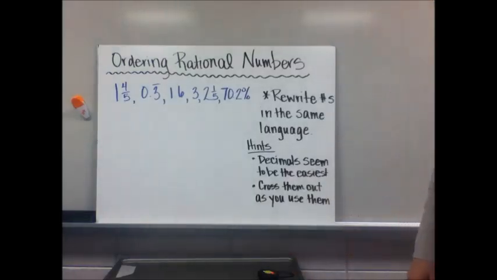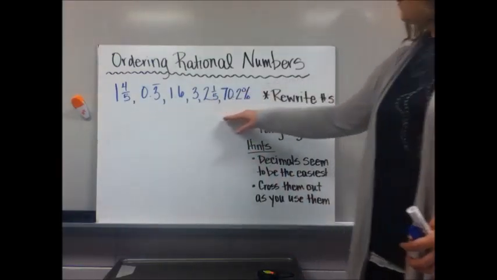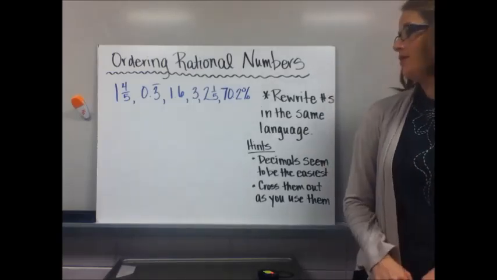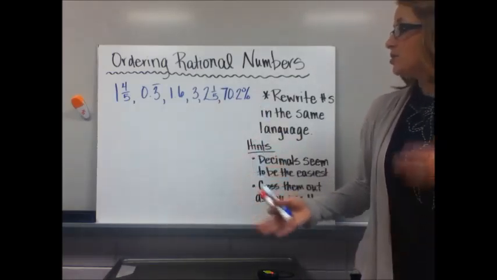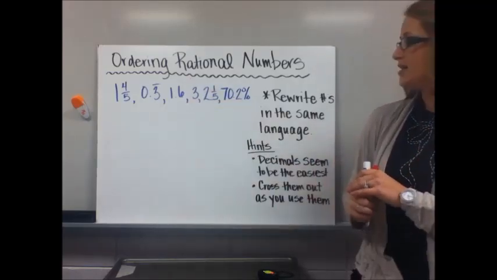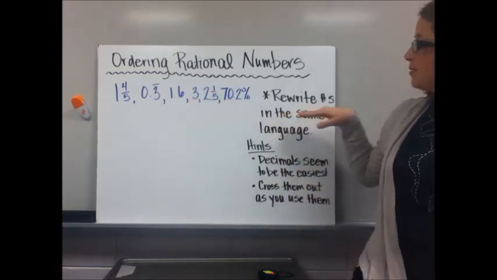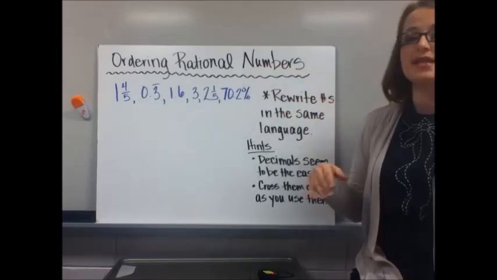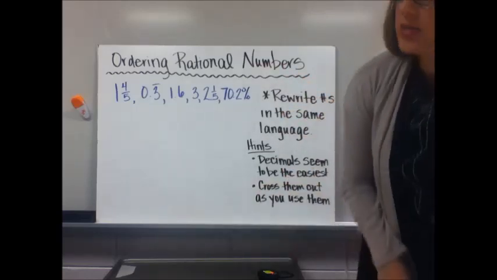To order rational numbers, you have a list of, let's see, 6 different numbers. And they're all kind of in a different language. You're seeing fractions, you're seeing decimals, you're seeing whole numbers, you're seeing percents, you're seeing repeating decimals, all kinds of craziness going on. So to order rational numbers, you need to rewrite the numbers in the same language. So here's some helpful hints for you.